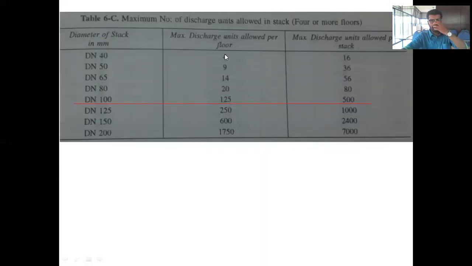Depending upon this, the diameter of the stack is given, along with the maximum discharge units allowed per floor and per stack. Now we can do a question.